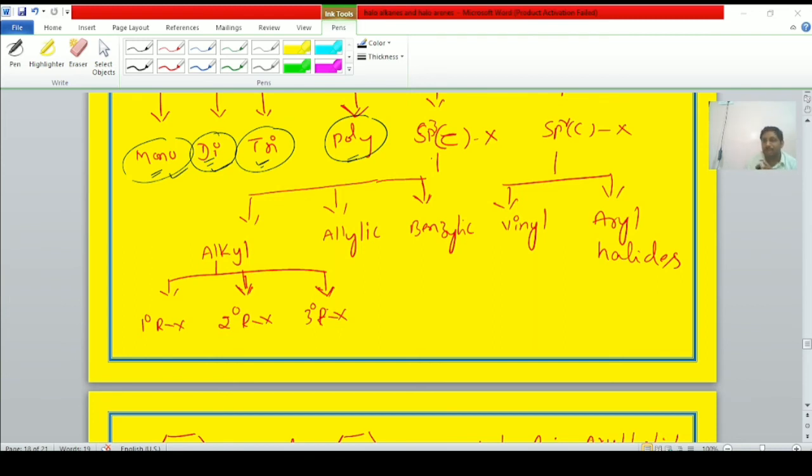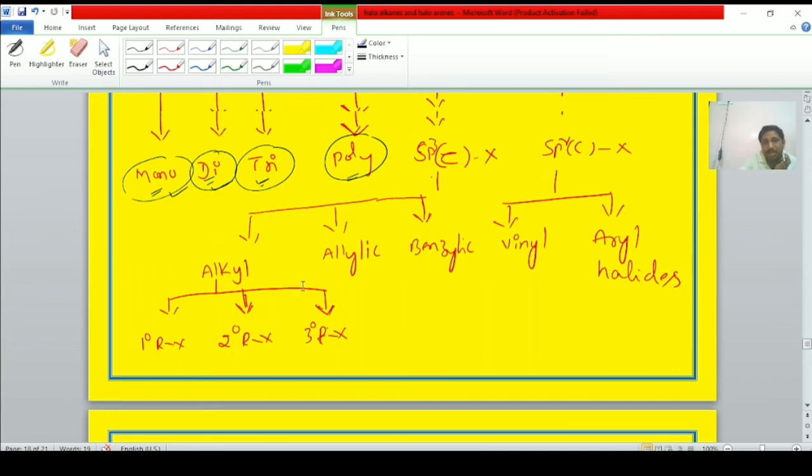Right students? Now the sp3 hybridized carbon-halogen bond containing haloalkanes and arenes are again classified into three types: alkyl halides, allylic halides and benzylic halides. These alkyl halides are again classified into three types: primary alkyl halide, secondary alkyl halide and tertiary alkyl halide. The sp2 hybridized carbon-halogen bond compounds are again of two types: vinyl halides and aryl halides. Now we are discussing briefly the definitions one by one. It will be concluded.